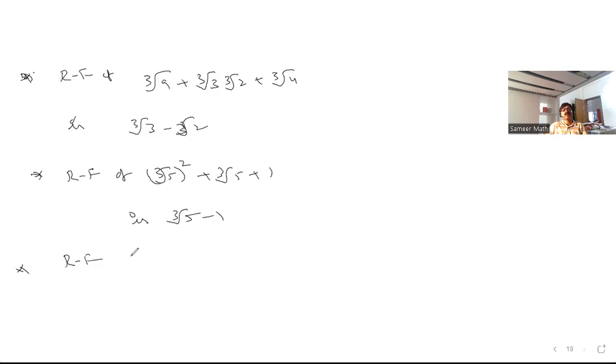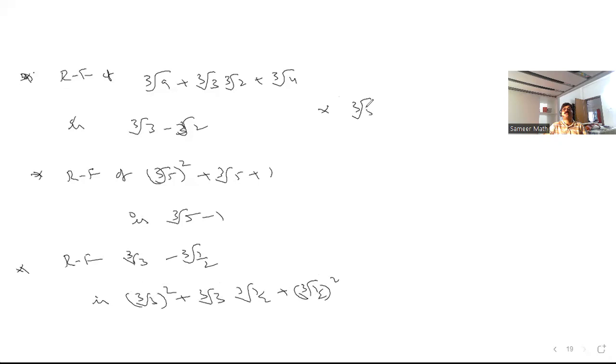Another one. RF of, remember, if he has given ∛3 minus ∛(1/2), you would have: (∛3)² + ∛3·∛(1/2) + (∛(1/2))², like this. Suppose if he has given (∛5)² + ∛5·∛2 + (∛2)², RF of this, then your answer is ∛5 minus ∛2.